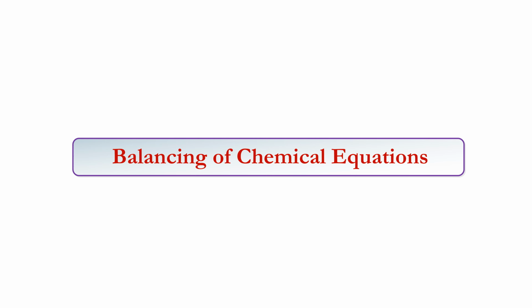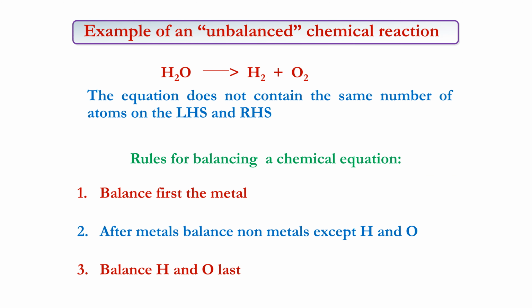So now we look at balancing of chemical equations. This is an example of a chemical equation that is not balanced. The reason why it is not balanced is because the number of atoms on the left-hand side is not equal to the number of atoms on the right-hand side. So we have 2 hydrogen atoms here, 2 hydrogen atoms here, but we have 1 oxygen here and 2 here. So this is an example of an unbalanced chemical equation.